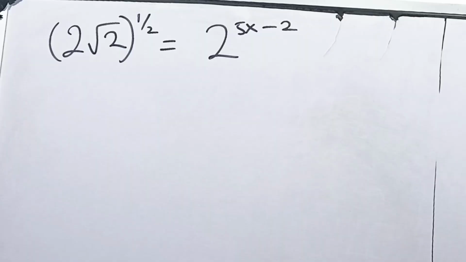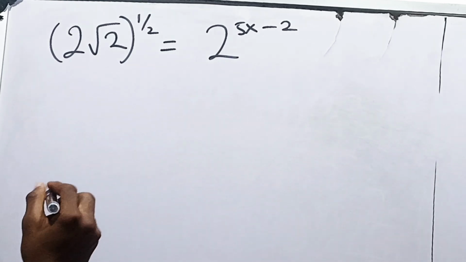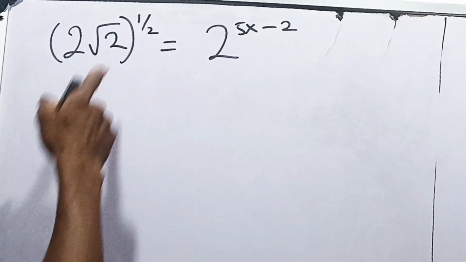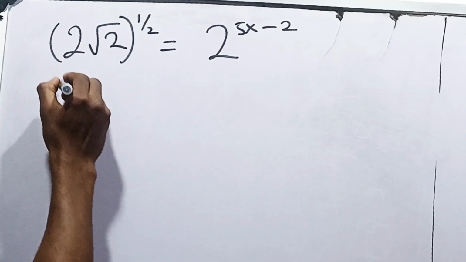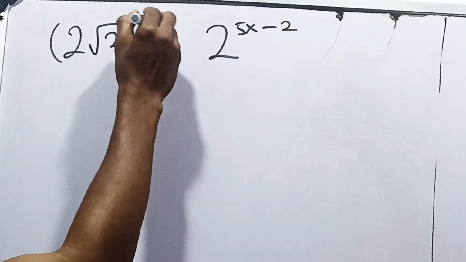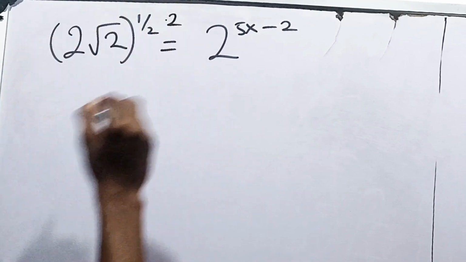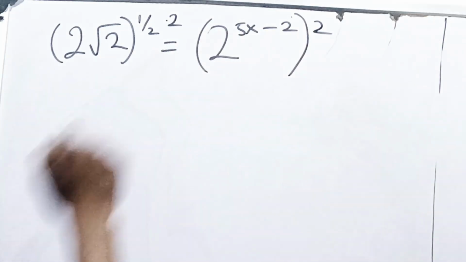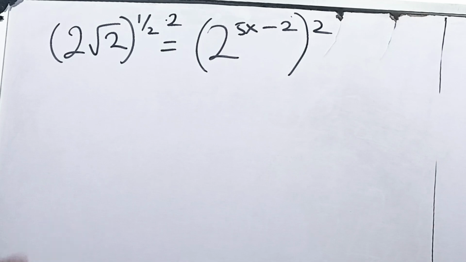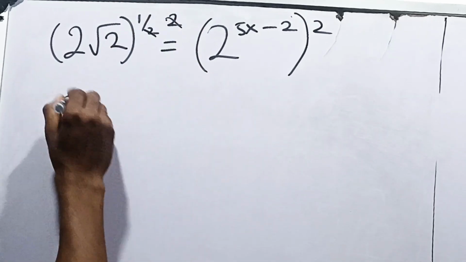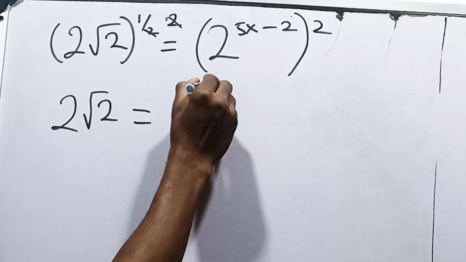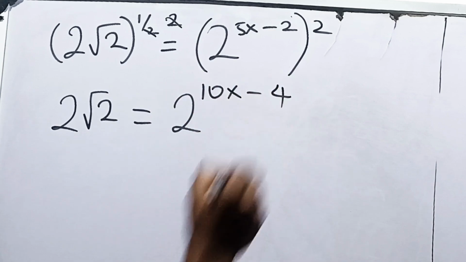Alright? Now moving on from here, since this is also 2 raised to the power half, we can go ahead and square both sides. So we're going to eliminate the half. So this becomes 2 raised to the power half all squared, which is 2 raised to the power half multiplied by 2, and this is multiplied by 2, which is also the same as squaring both sides here. Now we have 2 will strike 2, so that we're left with 2 root 2 to be equal to 2 raised to the power 10x minus 4.